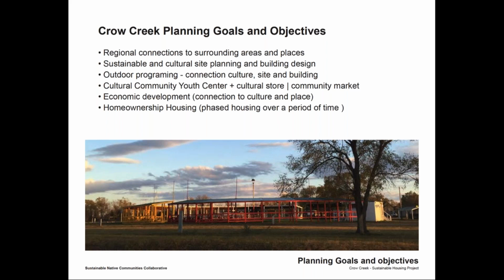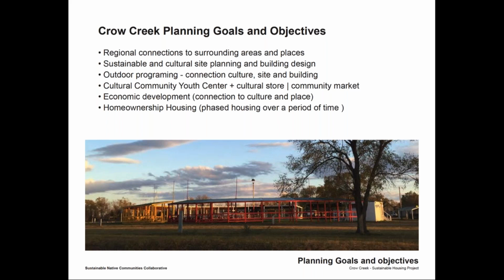So, basic planning goals, not unlike areas with which you all are very familiar. Developing connections to the surrounding areas. These were the goals of the overall project. Sustaining cultural site planning and building design. So what is it about Crow Creek that is really important? How can we integrate the culture of the place into the planning and housing itself? Understanding that outdoor programming and planning is incredibly important. We're not just building houses. We're not just focused on the houses, but we're understanding the site and the building in relationship to the site.